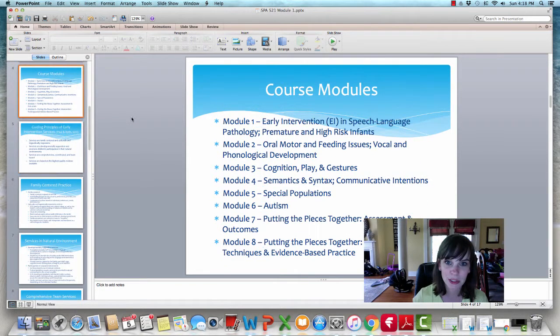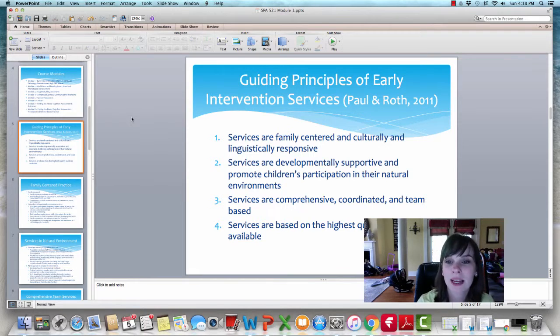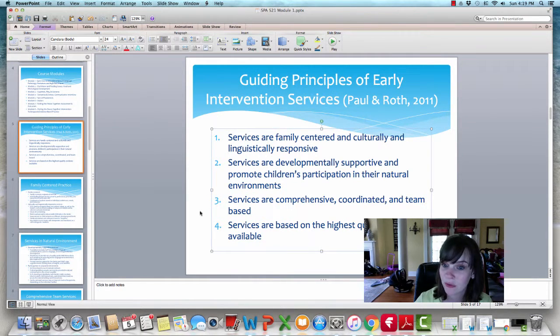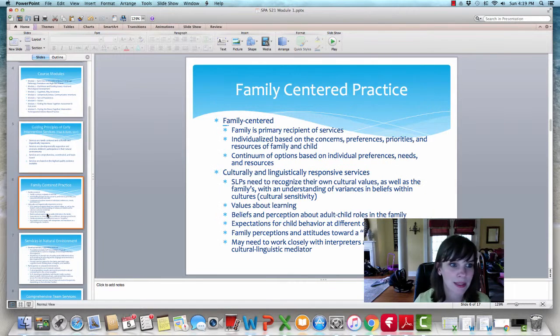So let's launch right into EI and speech-language pathology. So guiding principles. You were assigned an article by Paul and Roth in 2011 regarding the guiding principles of early intervention services. So in that article, it discusses 4 separate areas. Number 1, services are family-centered and culturally and linguistically responsive. Number 2, services are developmentally supportive and promote children's participation in their natural environments, and we'll discuss what is considered a natural environment. Number 3, services are comprehensive, coordinated, and team-based. And finally, number 4, services are based on the highest quality evidence available. And as you've learned in previous semesters, that's regarding evidence-based practice.